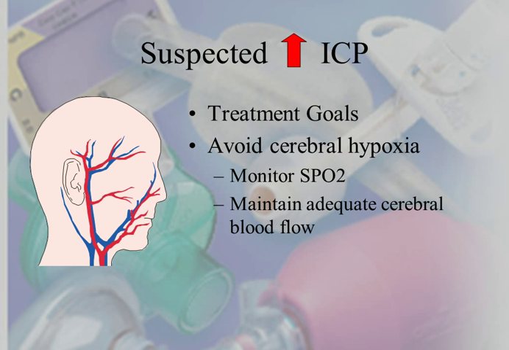All right, so we're going to go over ICP a little bit. Remember that for suspected intracranial pressure, our treatment goal is not necessarily to lower the ICP, we just don't want it to get any worse. So we want to avoid cerebral hypoxia, which means we monitor their SpO2. We make sure they maintain adequate cerebral blood flow. If we hyperventilate them, that's going to constrict the vessels, and they're not going to get the blood flow to the brain that they need.